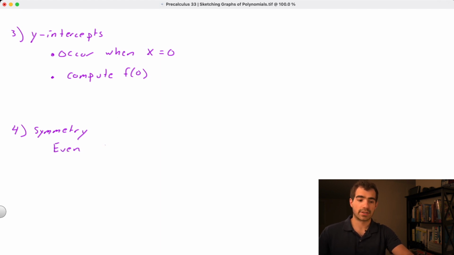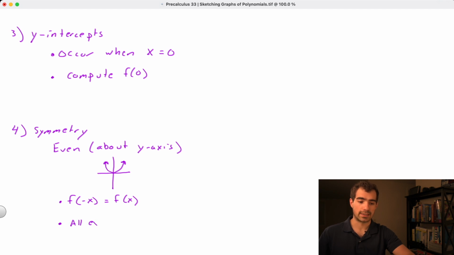Then, thinking a little further back, we've discussed two types of symmetry that can also apply to polynomial functions. We called a function even when it's symmetric about the y-axis, which we see, for example, in a function like y is equal to x squared, where f of negative x is the same as f of x. And at least in terms of polynomials, this would occur if all exponents were even.